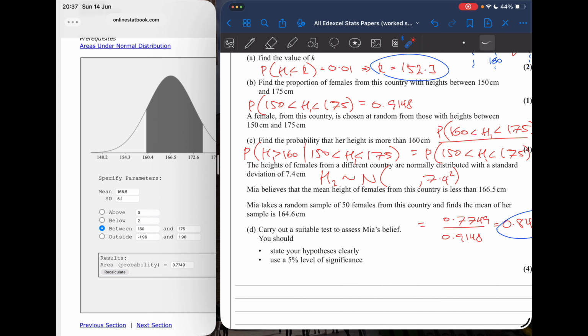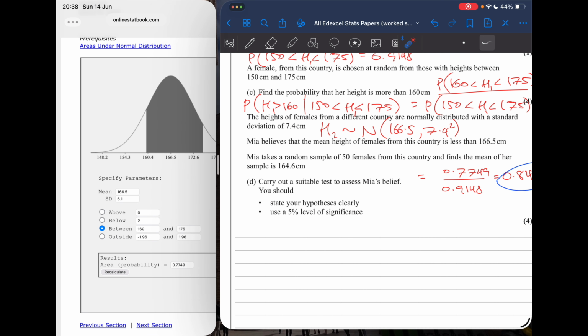Mia believes the mean height of the females is less than 166.5. Takes a random sample of 50. Finds her mean sample is 164. So we don't have the actual value of the mean of country number 2. What we're going to do then, she thinks it's less than this one. We're going to test about that. So let's assume that it is. We'll put the 166.5, sorry, assume it's the same, and then we're going to test whether that's true or not.